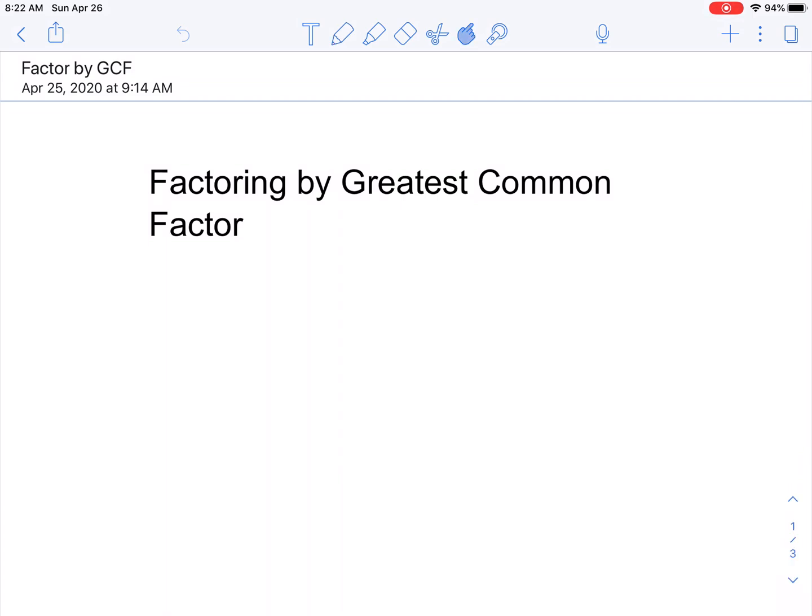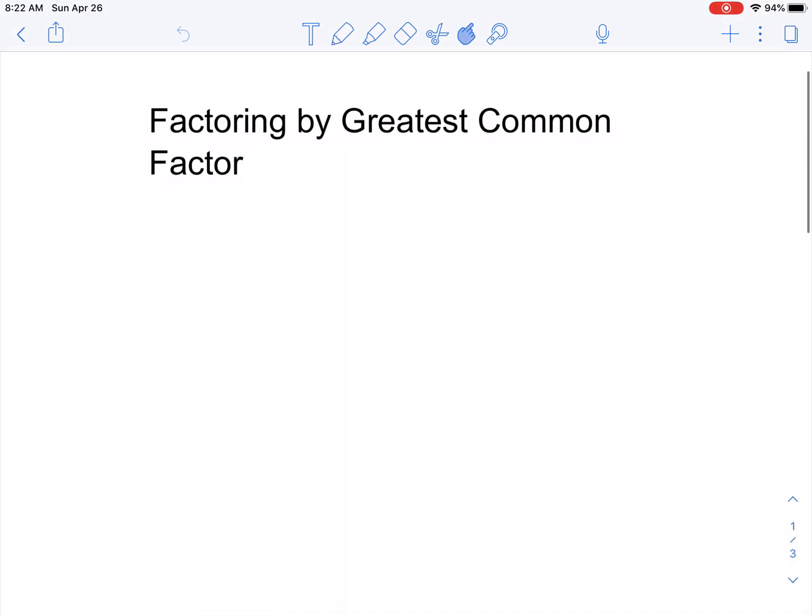So first off, greatest common factor, this term right here, you've probably heard of this before. The greatest common factor between 2 or 3 or 4 or whatever numbers is the largest number, hence the term greatest, that you can divide into 2 numbers or 3 numbers or 4 numbers, however many numbers there are. So it's the largest number that you can divide evenly into a certain number of numbers.